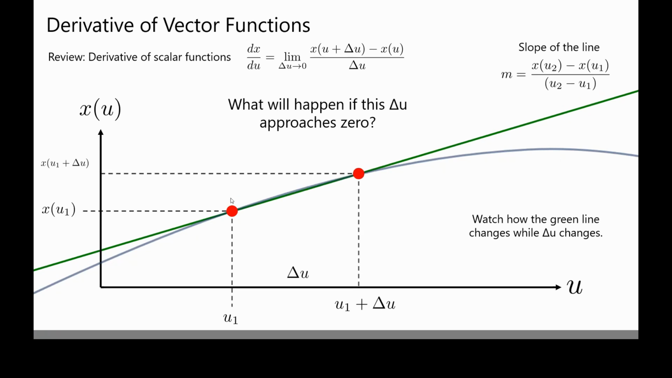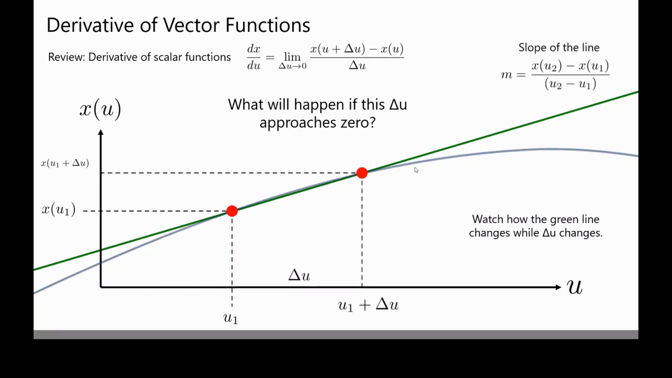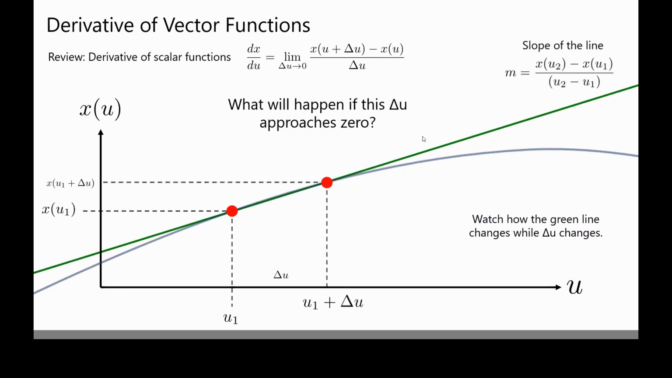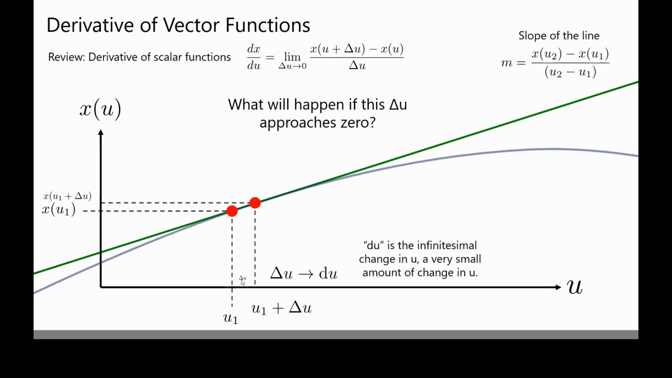Also look for the slope of the green line. So this is the slope of your green line. Then as it got closer, it became a bit higher, it became steeper, and steeper and steeper. Until at the end, your delta u is already small.